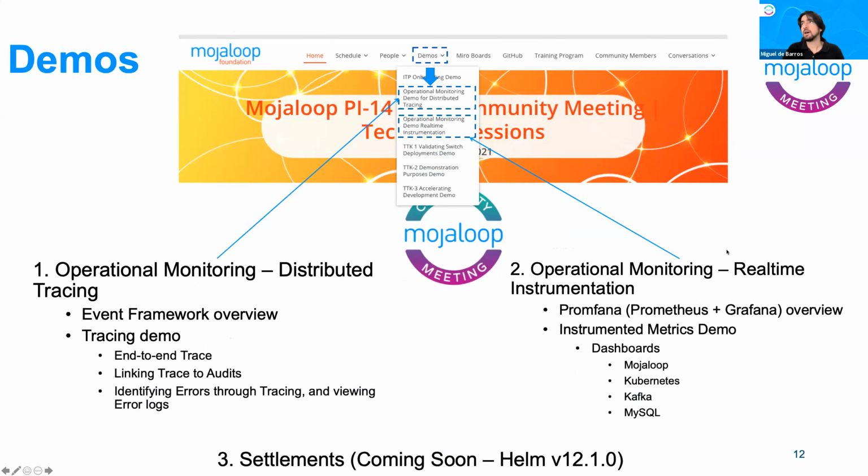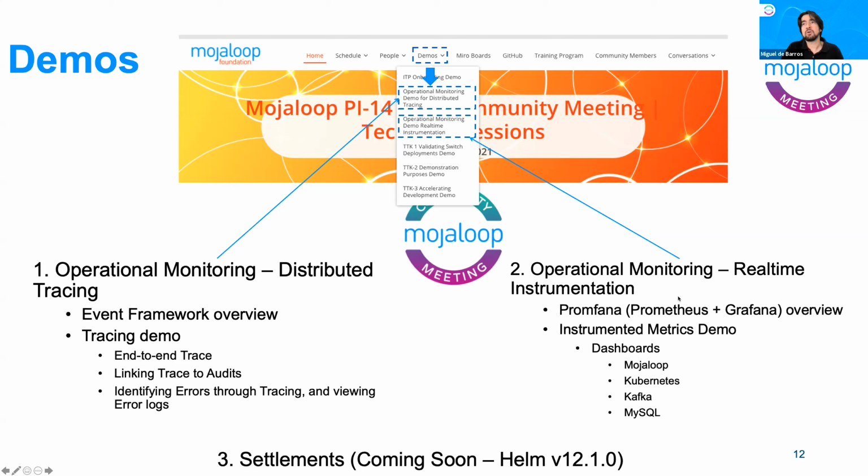And lastly, demos. We have a couple of demos that have been produced by the core OSS team. Specifically, you can access them through the portal for the community events. The first one is about operational monitoring and distributed tracing. It will go through the event framework overview, as well as a tracing demo, showing you what it's like to see an end-to-end trace, how to link those traces to audits, and also how to identify errors through tracing and view the resulting error logs.